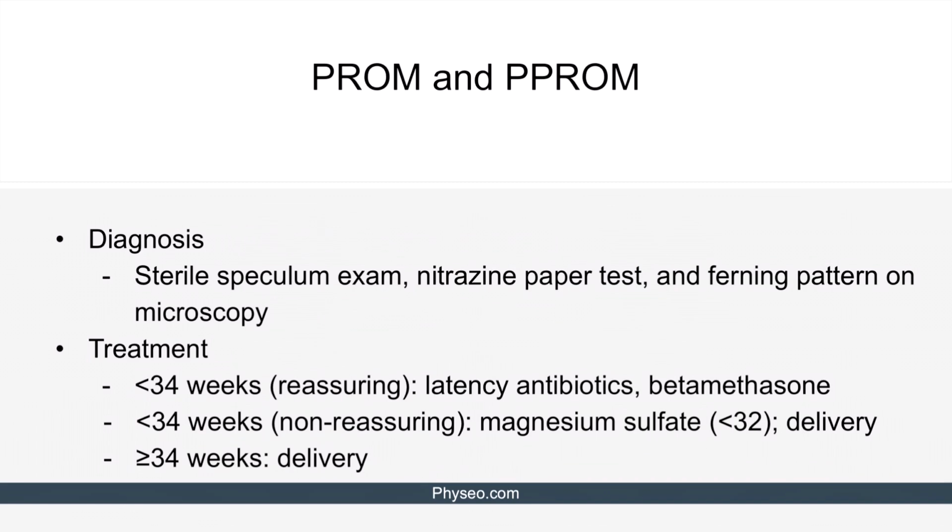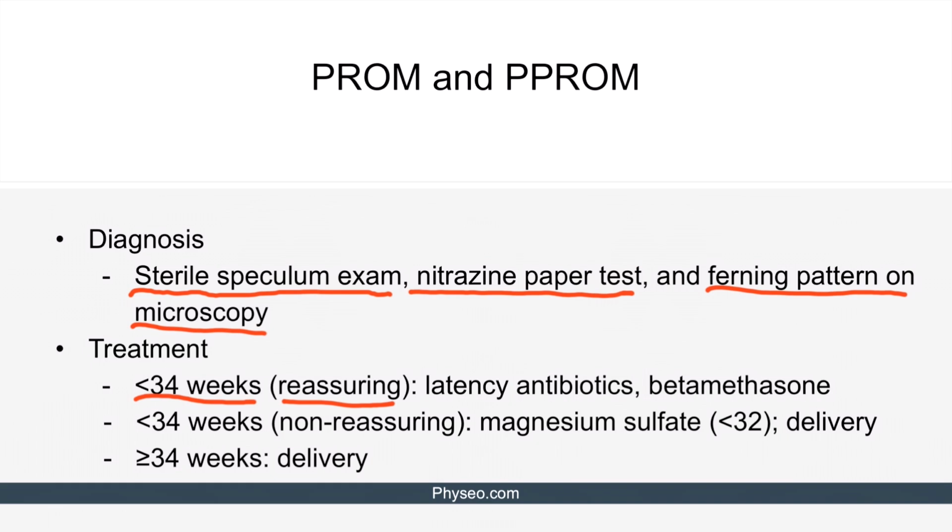Specifically, we perform a sterile speculum exam, we use the nitrazine paper test, and microscopy to look for a ferning pattern. The treatment of PPROM depends on the gestation week of the mother and the fetal status. If the mother is less than 34 weeks of gestation and the non-stress test shows a reassuring fetal state, then we can give latency antibiotics to prevent chorioamnionitis, as well as betamethasone to accelerate fetal lung maturation.